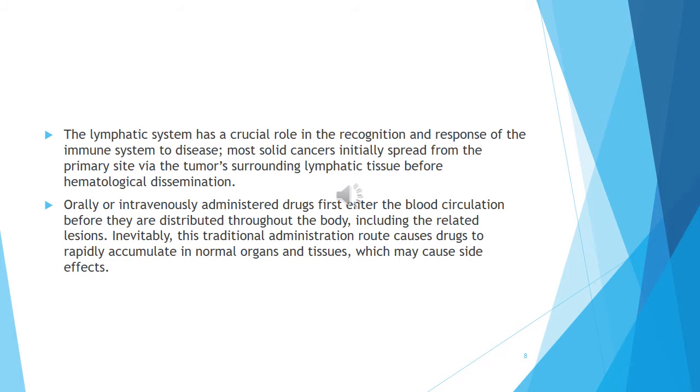The lymphatic system has a crucial role in the recognition and response of the immune system to disease. Most solid cancers initially spread from the primary site via the tumor's surrounding lymphatic tissue before hematological dissemination. Orally or intravenously administered drugs first enter the blood circulation before they are distributed throughout the body, including the related lesions. Inevitably, this traditional administration route causes drugs to rapidly accumulate in normal organs and tissues, which may cause side effects.